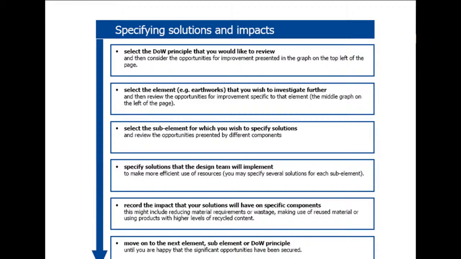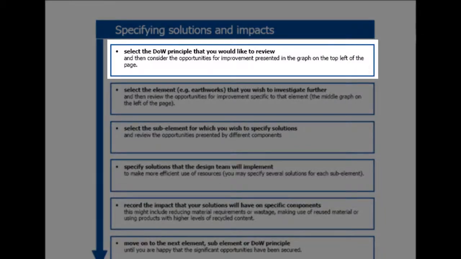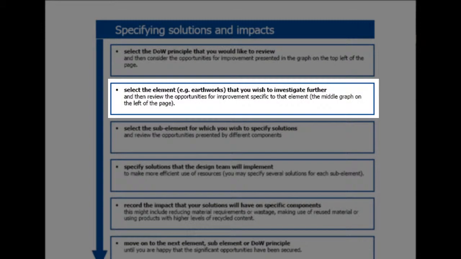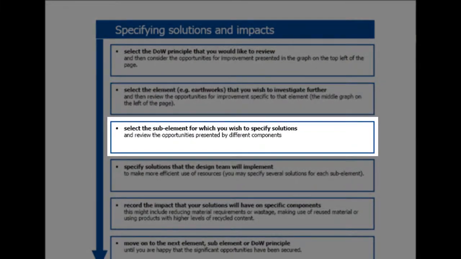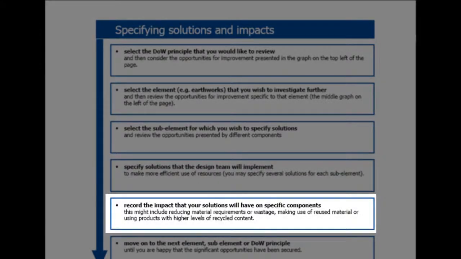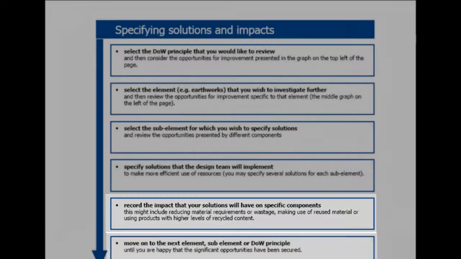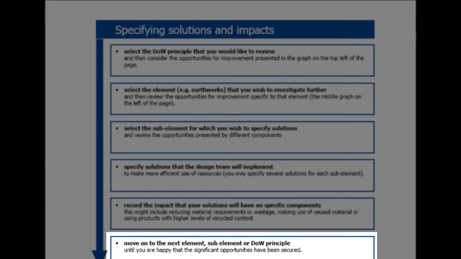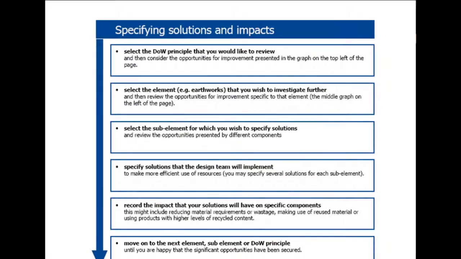Let's recap the process for specifying solutions and impacts. The process is as follows. Select the Designing Out Waste principle you would like to review. Select the element you would like to investigate. Select the sub-element for which you want to specify a solution. Then, specify the solution, or solutions if you wish to add more than one. Then, record the impact the solutions will have on that component. You can then repeat this process for the other elements and sub-elements, or for the various Designing Out Waste principles, until you're happy that a significant opportunity has been secured.